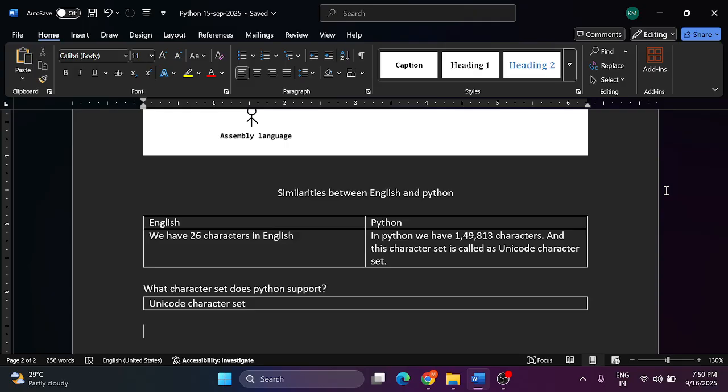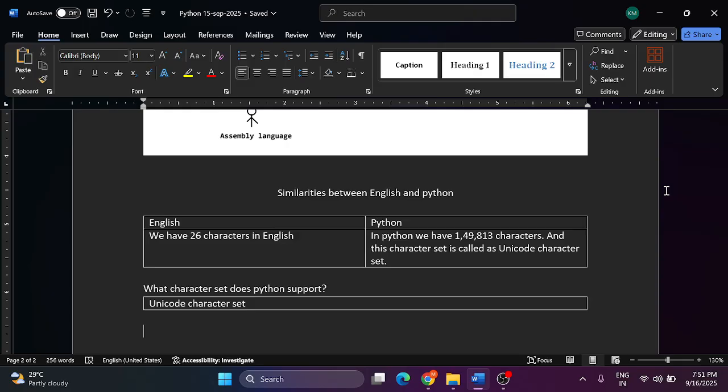In the world, whatever programming languages there are, all language characters are supported by Python. We can use Tamil characters here. I can use Telugu characters in Python. I can use Malayalam characters in Python. I can use Hindi characters in Python. English, Spanish. Whatever languages there are in the world, all the language characters, all the language alphabets are supported by Python.